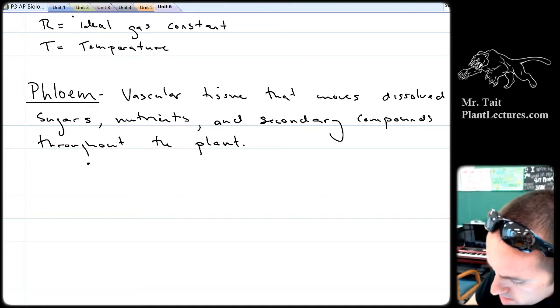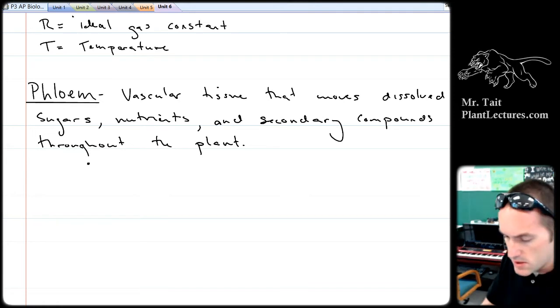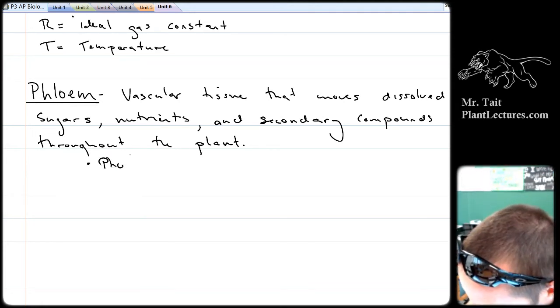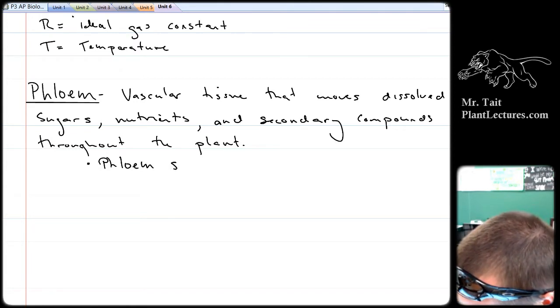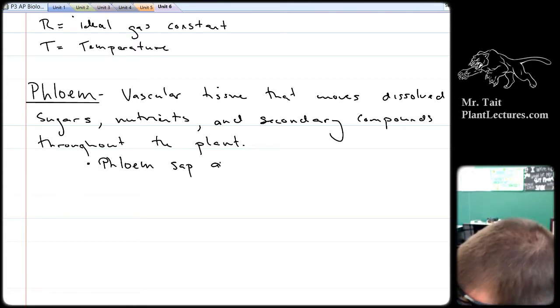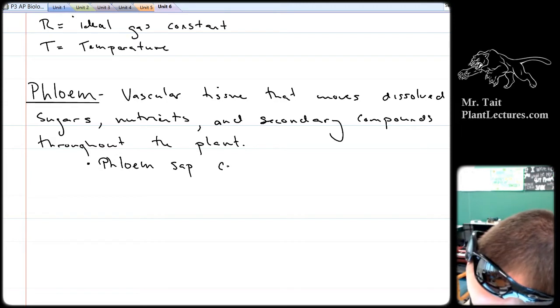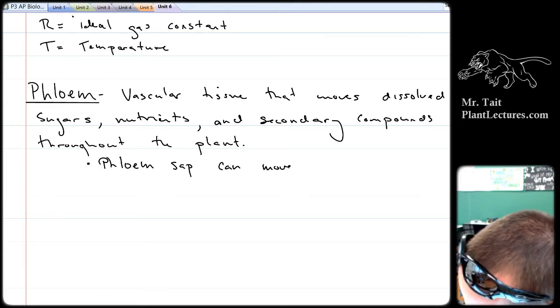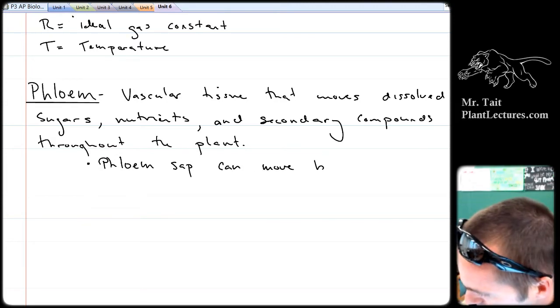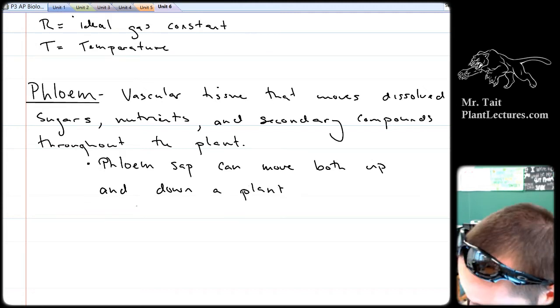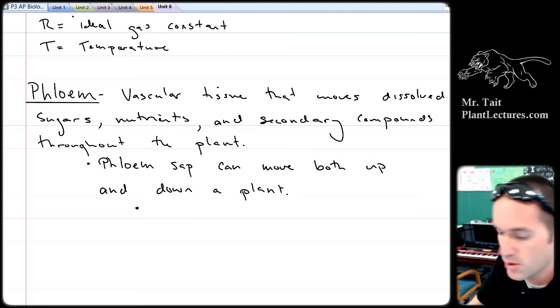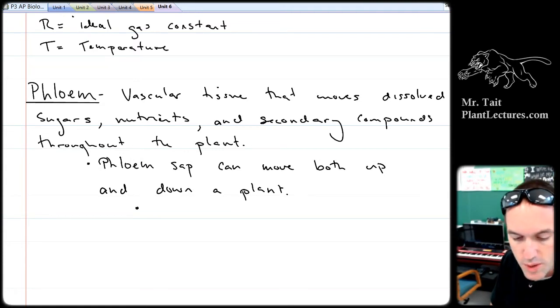So a couple things about this. It can move in either direction, right? Phloem sap is what we call it. It can move both up and down a plant. But generally, we say that it flows from what's called a sugar source to a sugar sink.